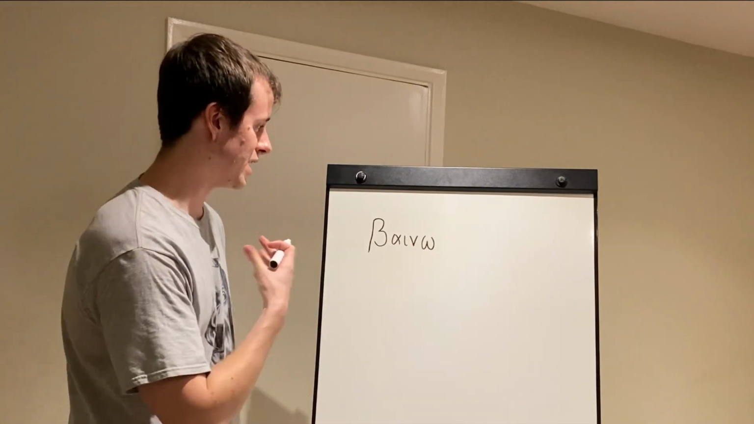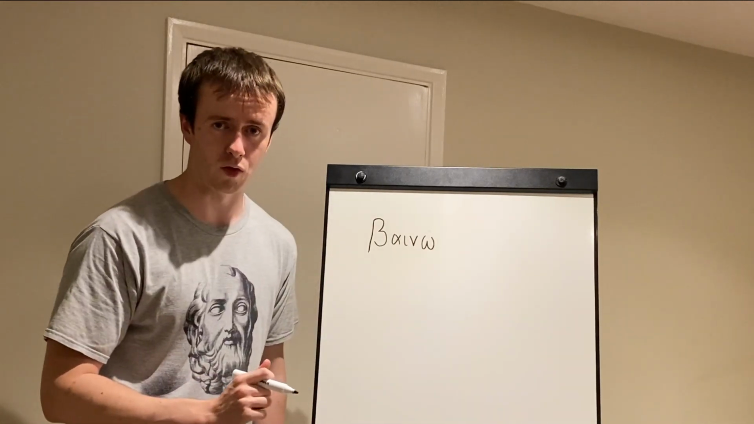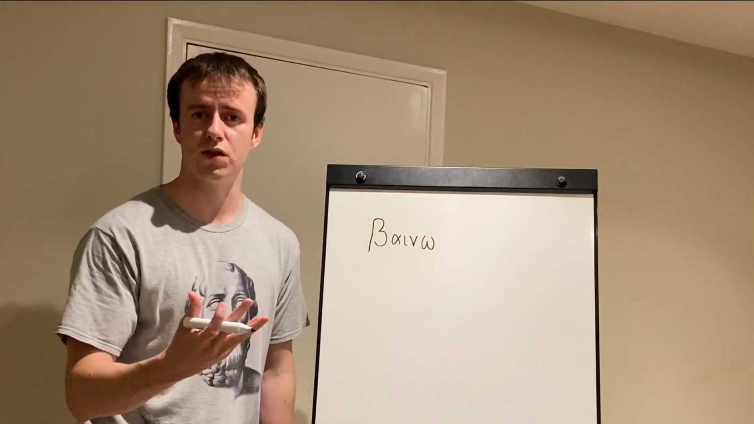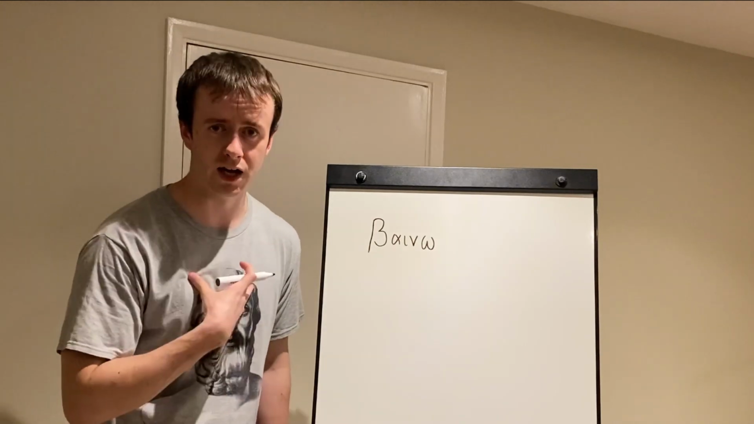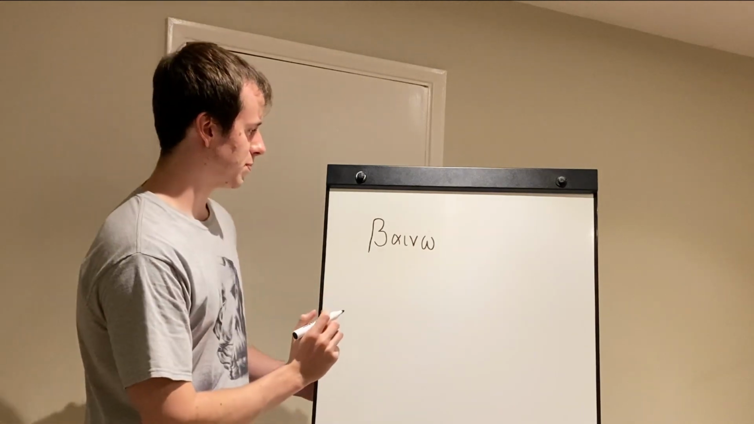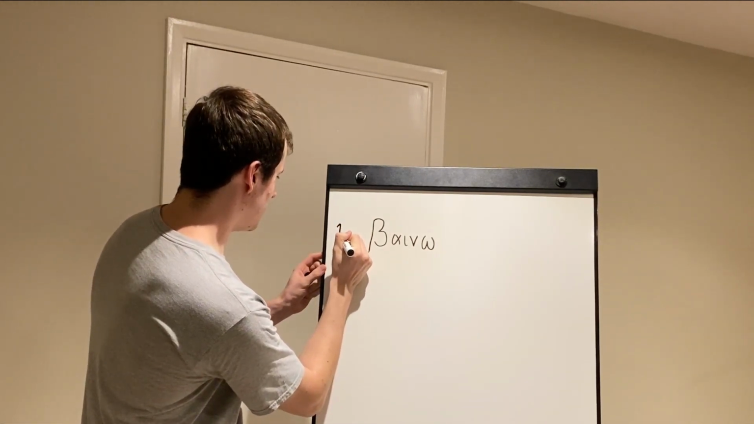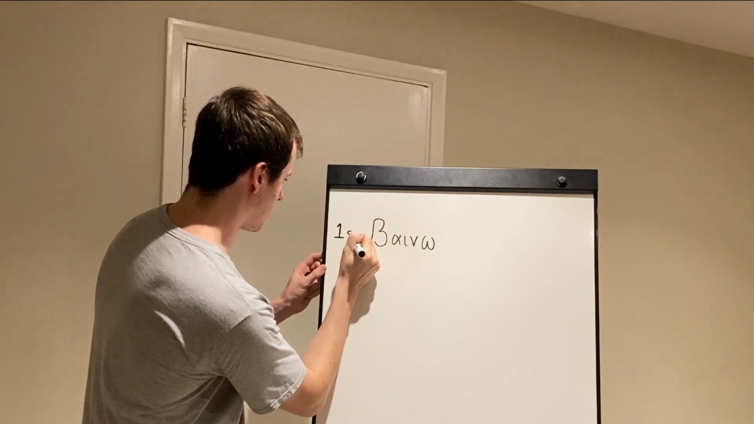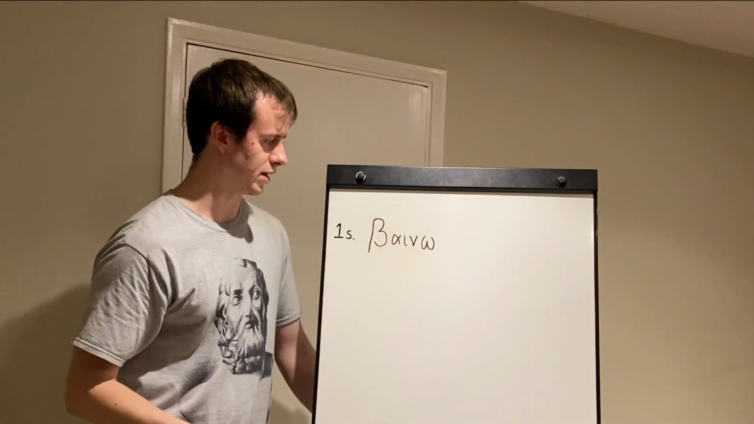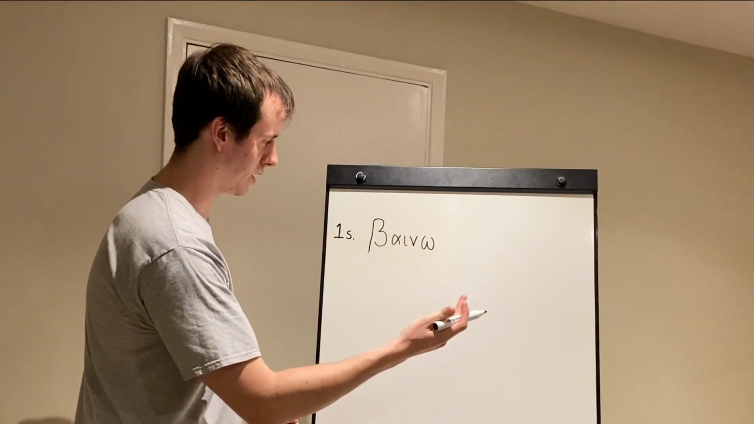And because I am the one doing it, we call this the first person singular form of βαίνω. First person singular just means that I am the one doing the action. And we can indicate that it's first person singular by writing a 1 and an S next to it for first person singular. But how do we know that this verb means I go or I am going?